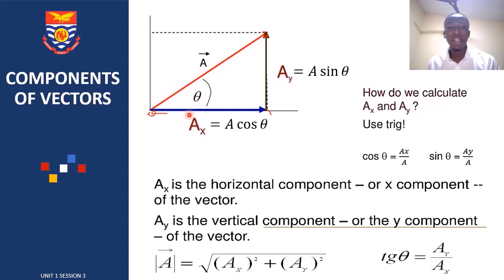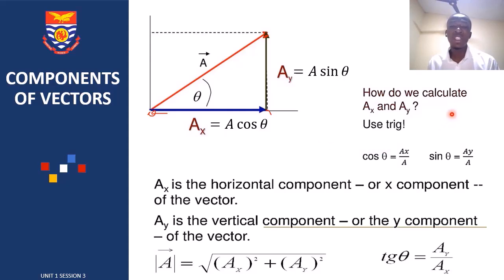Ax is our adjacent, Ay is our opposite, and the A here, the resultant, is the hypotenuse, right? So cos theta is going to be equal to Ax over A. That's the adjacent over the hypotenuse. So in making Ax the subject, we multiply A by cos theta, which gives us A cos theta.